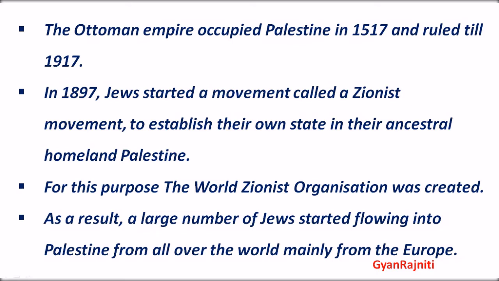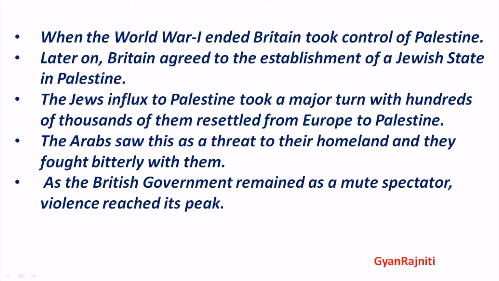In 1897, Jews started a movement called Zionism to establish their own state in their ancestral homeland, Palestine. For this purpose, the World Zionist Organization was created. As a result, a large number of Jews started flowing into Palestine from all over the world, mainly from Europe. When World War I ended, Britain took control of Palestine. Later on, Britain agreed to the establishment of a Jewish state in Palestine.